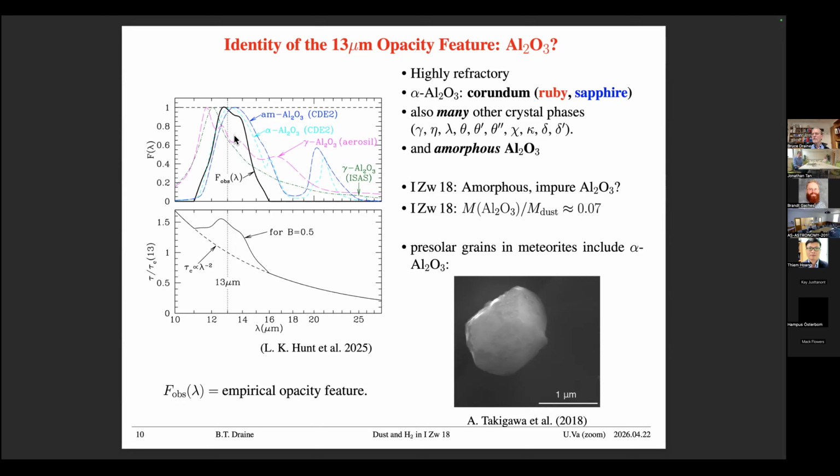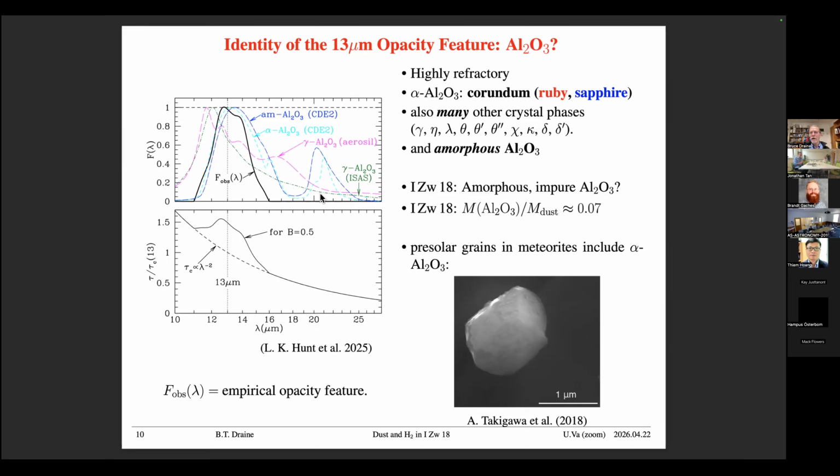But there are some forms of Al2O3 measured in the laboratory. So this is what is thought to be gamma Al2O3, but really found in rocket exhaust from a rocket that used the oxidation of aluminum as the propellant. And that shows a feature peaking at too short a wavelength, but no feature out here at 20 microns.